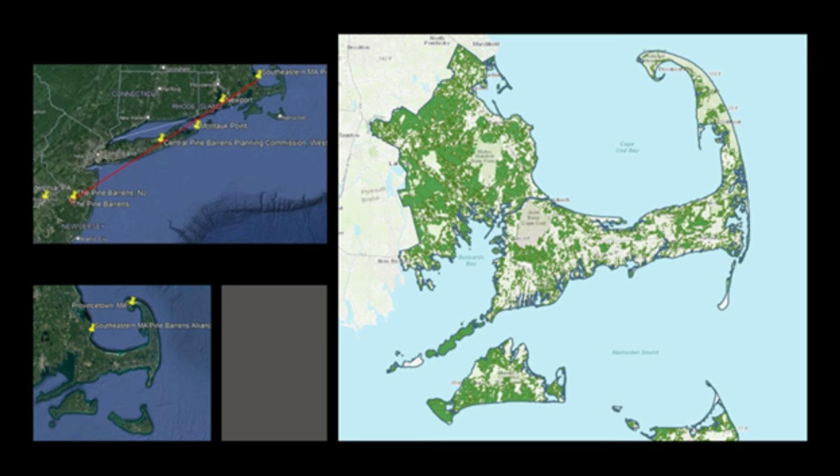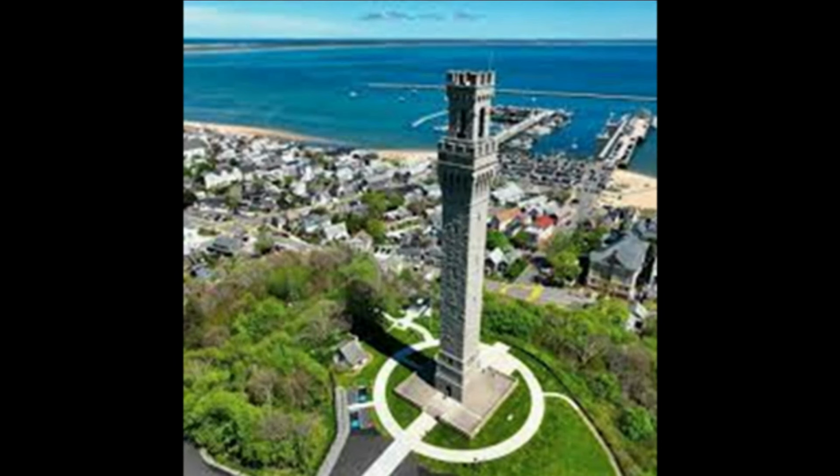Provincetown, at the bottom left, is at the tip of Cape Cod, where the Pilgrim Monument is located, and also on the alignment. And all of Cape Cod, as well as the Elizabeth Islands, Martha's Vineyard, and Nantucket, is part of the Southeastern Massachusetts Pine Barrens Alliance on the right. The Pilgrim Monument is a bell tower that is the tallest granite structure in the United States, and granite rings with a bell-like sound when it is struck.